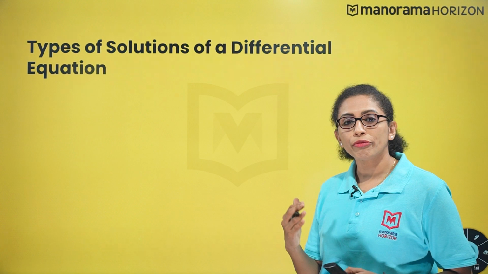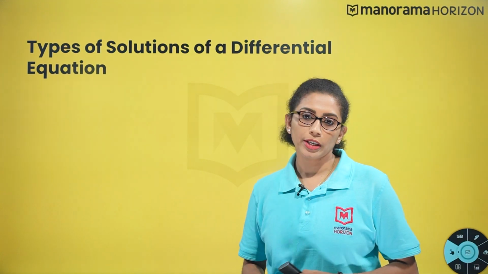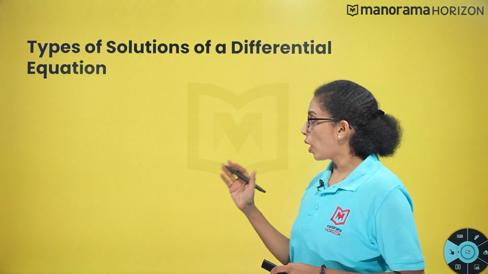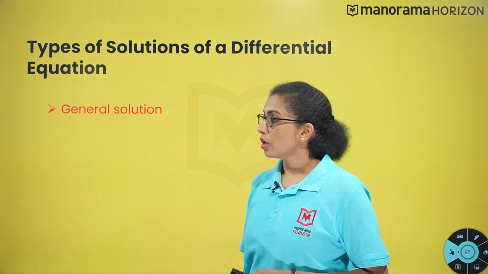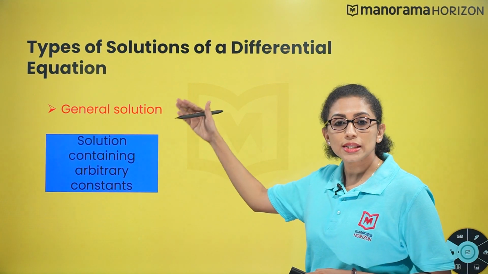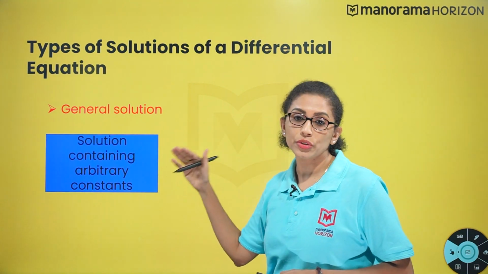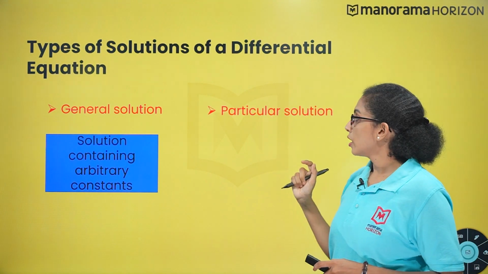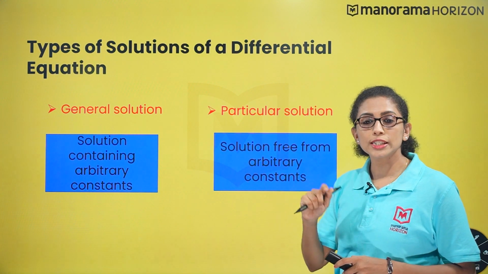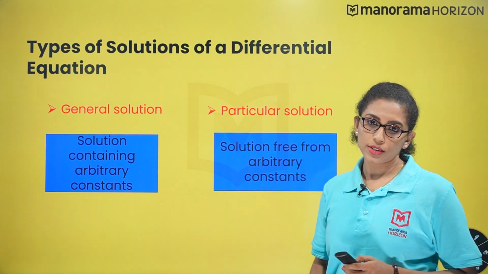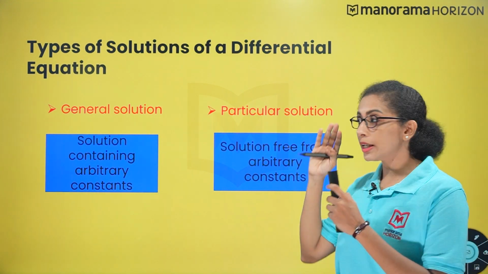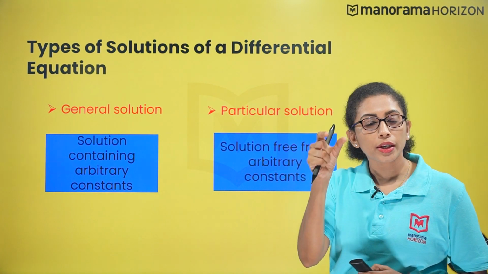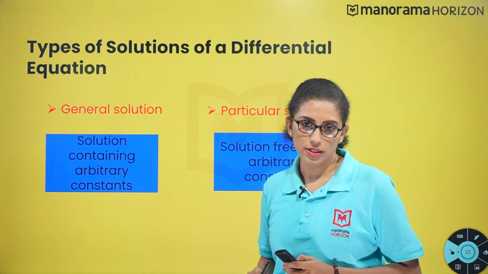Next, we move on to find the solutions of a differential equation. A differential equation gives two types of solutions. One is the general solution. What is a general solution? A general solution is a solution which contains arbitrary constants. And the other is the particular solution. What is a particular solution? It is a solution which is free from arbitrary constants. More clearly, a particular solution is obtained from the general solution by giving some particular values to the arbitrary constants.